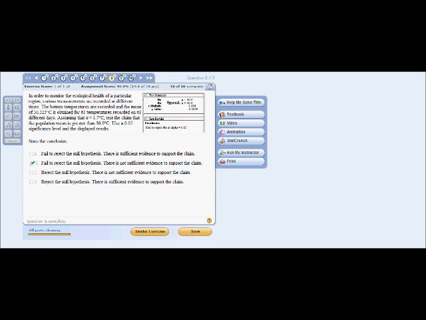Number 8. In order to monitor the ecological health of a particular region, various measurements are recorded at different times. The bottom temperatures are recorded, and the mean of 30.323 degrees Celsius is obtained for 61 temperatures recorded on 61 different days. Assuming that the standard deviation of 1.7 degrees Celsius, test the claim that the population mean is greater than 30 degrees Celsius. Use a 0.05 significance level and the displayed results.